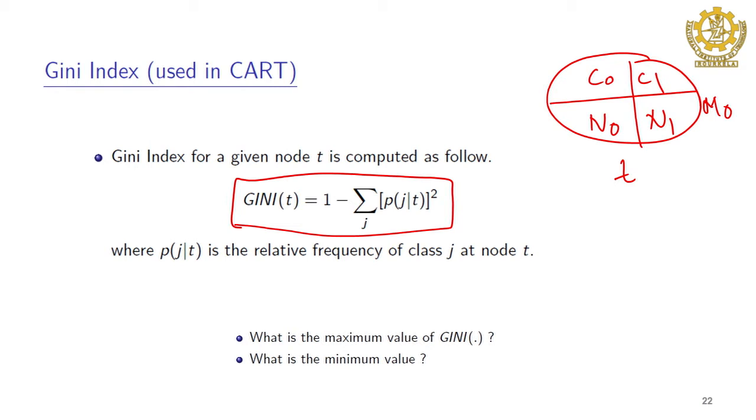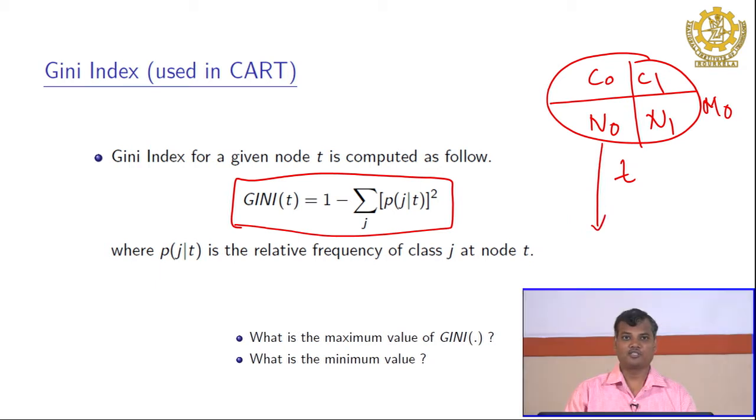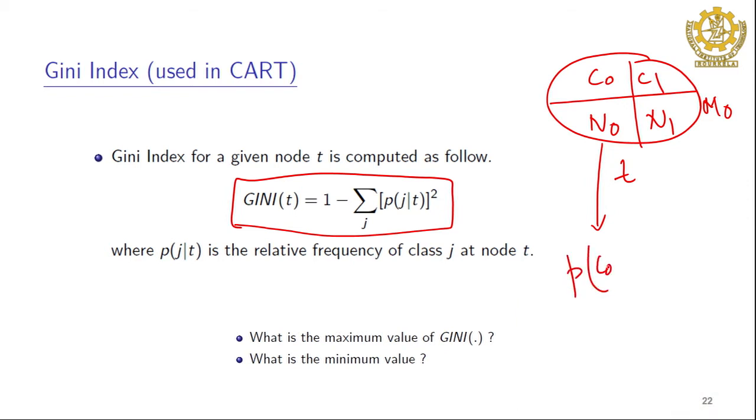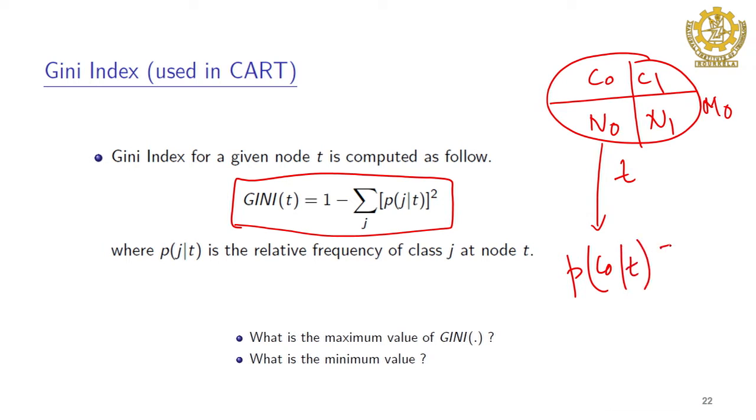Here we have a two-class problem, so in the summation we will get two terms. What is this term, PjT? PjT is the relative frequency of class j. N0 objects belong to class C0, and the total number of objects is N0 plus N1. Therefore, P(C0|T) at the node T will be N0 by N0 plus N1.